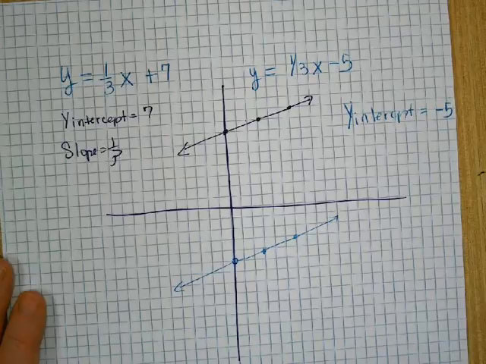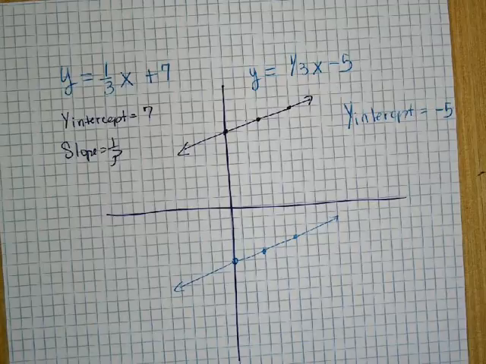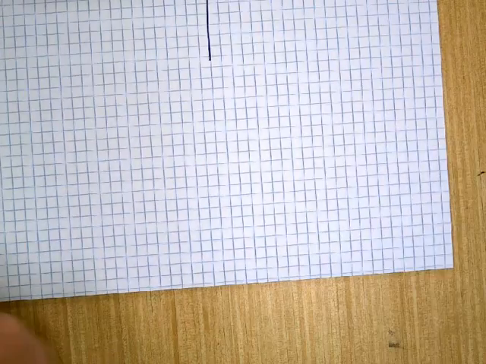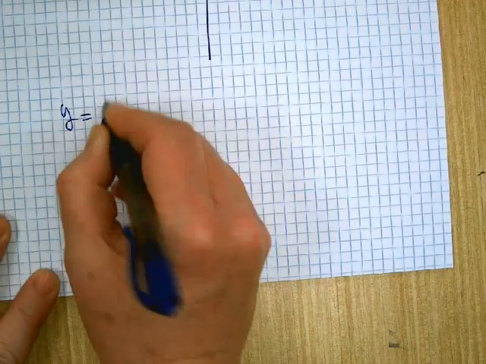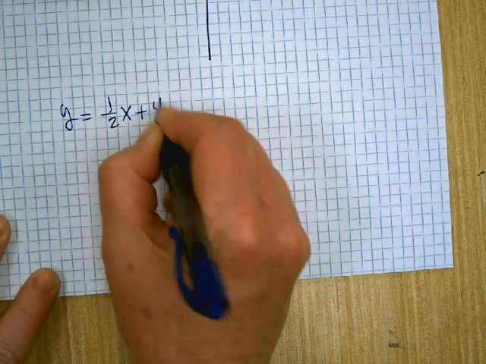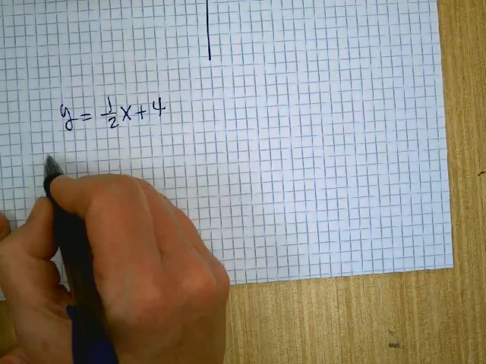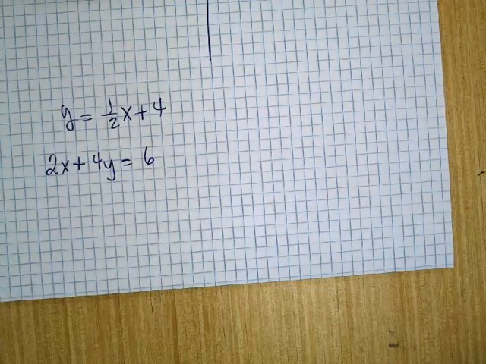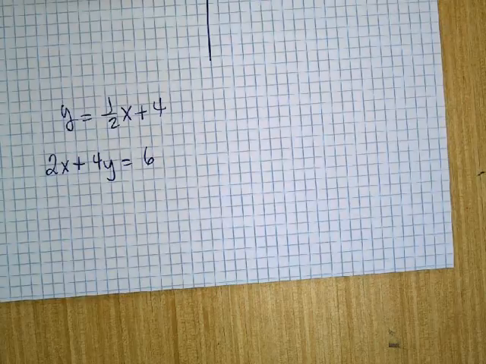Yes. Okay. So you don't really have to make a table or even a graph. You could probably just tell me if they were parallel by looking at their equation, right? Well, what if it said this? What if it said y equals 1/2 x plus 4, and then the next one says 2x plus 4y equals 6? Can you tell by looking at those 2 whether they're parallel or not?